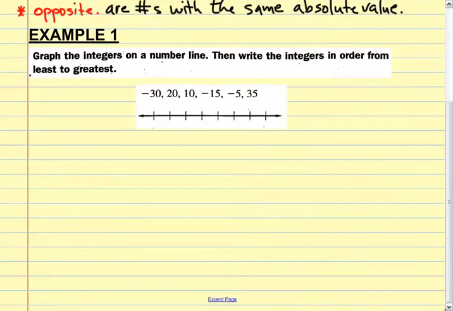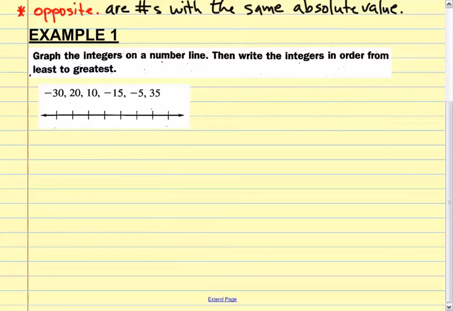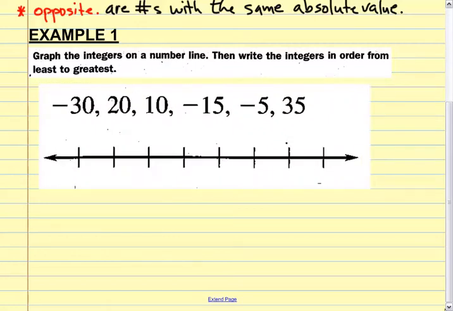Simple stuff here. It says graph the integers on a number line, then write the integers in order from least to greatest. So we're going to graph it first, then we're going to order it from least to greatest. Now let me ask you this. Gray B, can you tell me what's the smallest number that you see up here? Negative 30. Good. What's the biggest number that you see up here, Casey? 35. All right. Casey, do I have enough little dash marks for that? So what do you think I should do? How big should these dash marks be from one to the next?